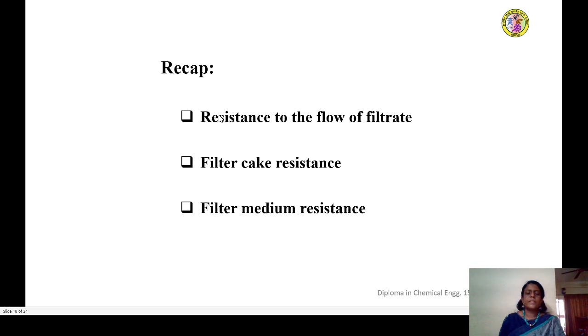So this is what we studied today. What are the resistances that are present for the flow of filtrate in a filter, how cake resistance exists and how it can be estimated. Then we learned how the filter medium resistance can be calculated for a particular instance of filtration.